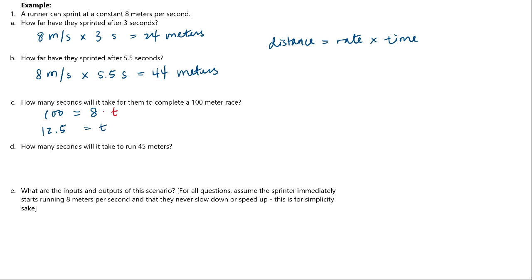And because it has a real life meaning, we want to make sure we carry the units over here. So we would say that it takes the runner 12.5 seconds to complete the race.